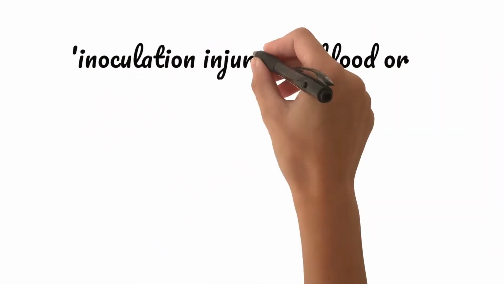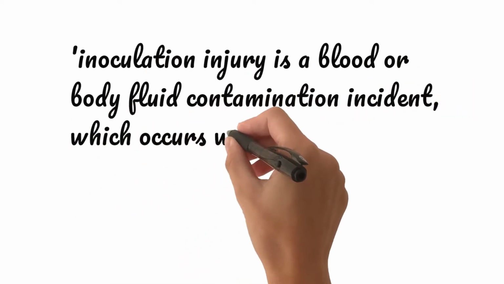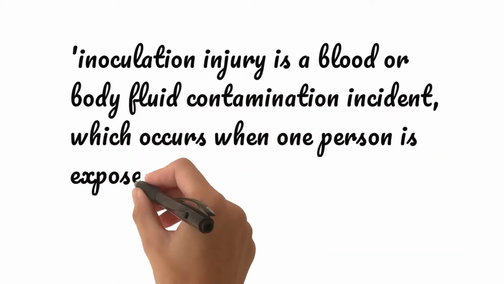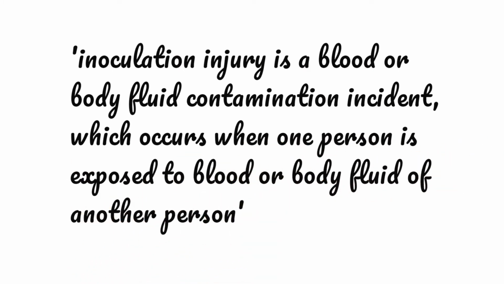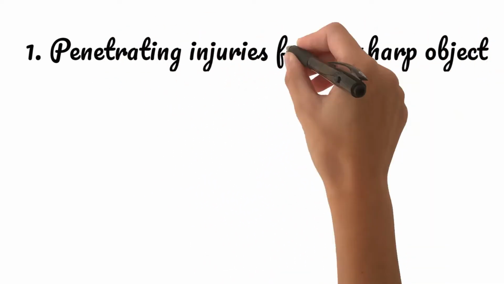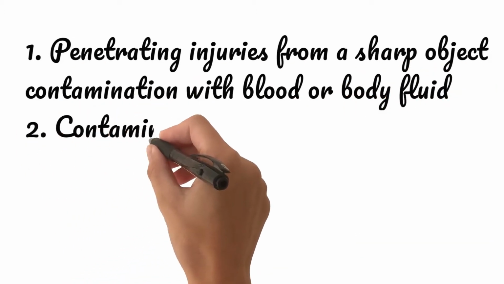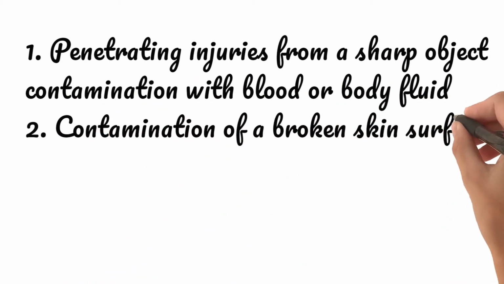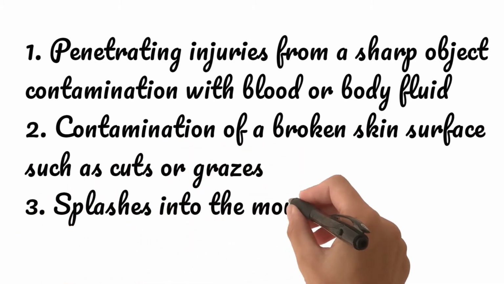The definition of an inoculation injury is a blood or bodily fluid contamination incident, which occurs when one person is exposed to blood or bodily fluid of another person. This includes penetrating injuries from a sharp object, contamination with blood or bodily fluid, contamination of a broken skin surface, such as a cut or a graze, and splashes into the mouth or the eyes.